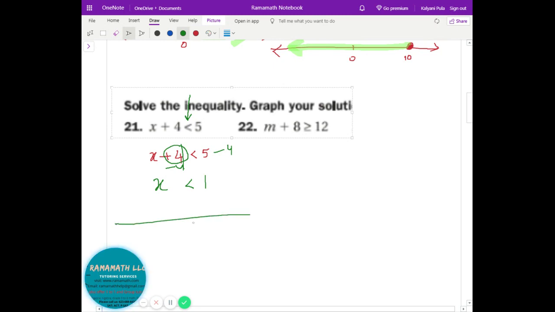And then you draw the number line, 0, and then look for the 1 right here. It's less than, but it's only a less than sign. There's no line underneath. So it's going to be an open circle. Since it is less than, you draw the line to this side. Anything less than 1. Okay?